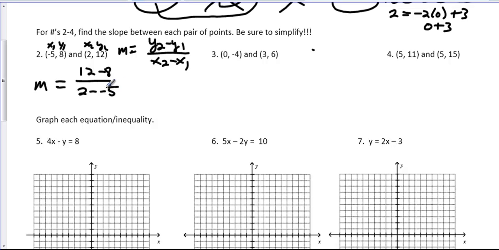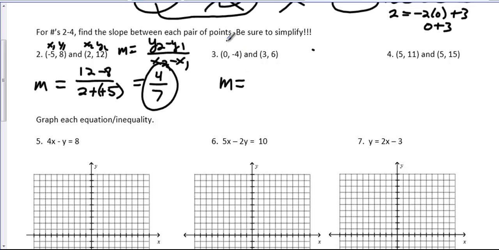minus negative 5. You have to be really careful with your sign work here. On top we end up with 4, and on the bottom, after I do leave, change, I end up with 7. That is simplified. That is my answer. Okay, moving on to the next one.